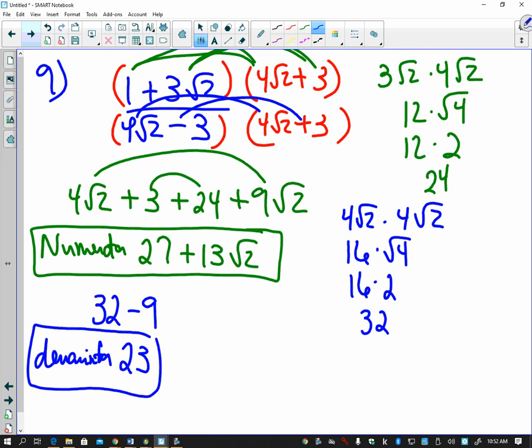All right, then finally, we have 27 plus 13 radical 2 all over 23. Did somebody just say they were lost? Did I lose somebody? Okay, I must have overheard incorrectly then.